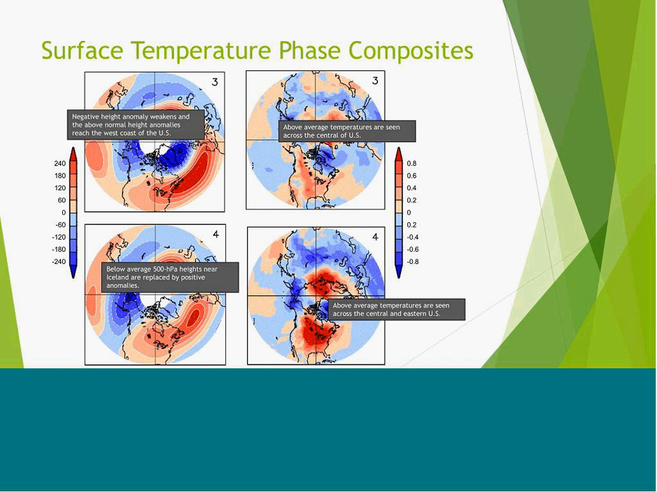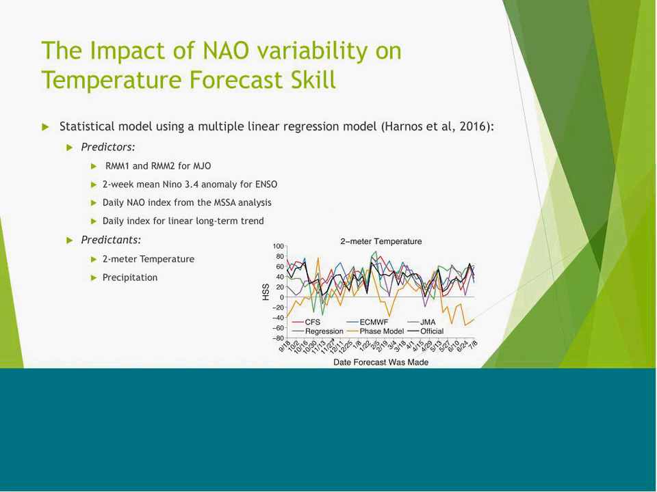In phase three, above average temperatures are seen across the central and eastern United States. And in phase four, these positive temperature anomalies intensify and also expand eastward. So all of these results suggest that this 120-day oscillation can have an impact on the prediction scale of the surface air temperature over the North American continent.